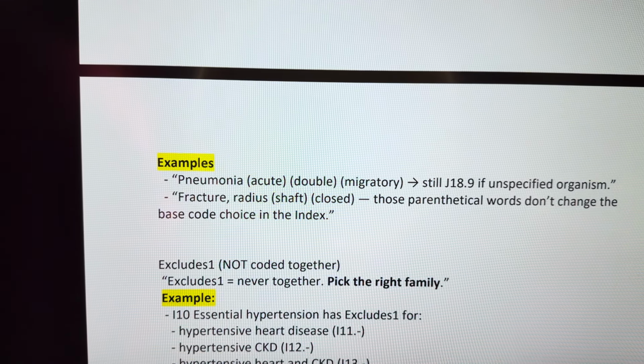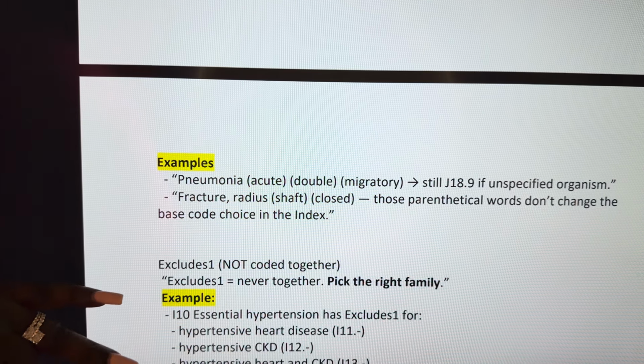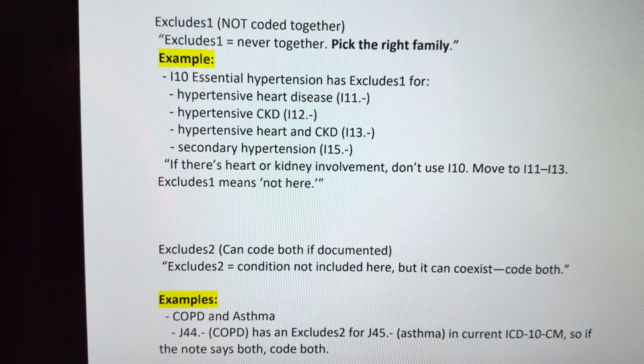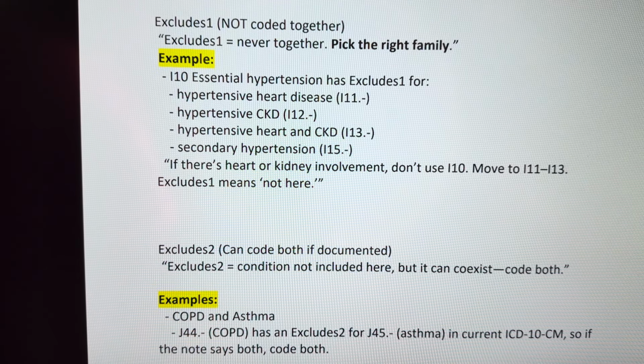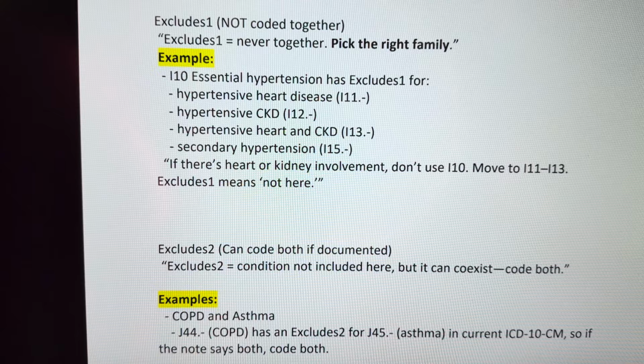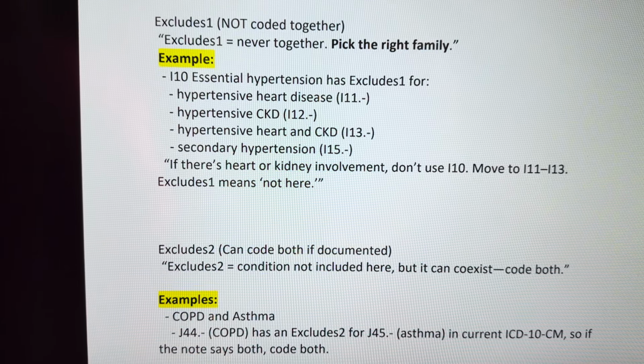Words in parentheses are non-essential modifiers. Whether they're in the note or not, the code stays the same. So let's look at that. You're in the alphabetic index. We're going to stick with pneumonia. The diagnosis of pneumonia is all through the chart. We have to find the code. When we're in the alphabetic index, and if you have your books, you can follow along.